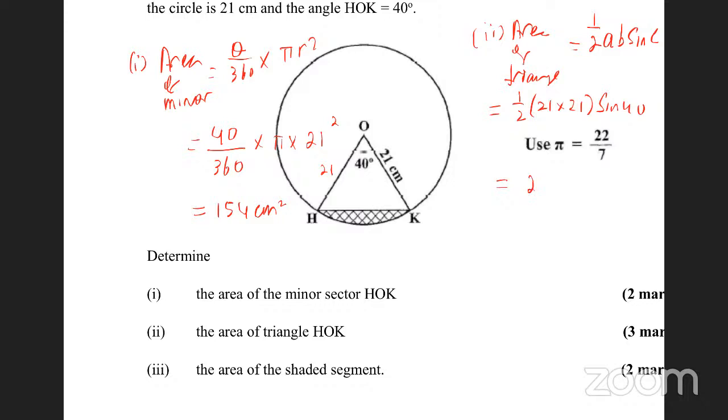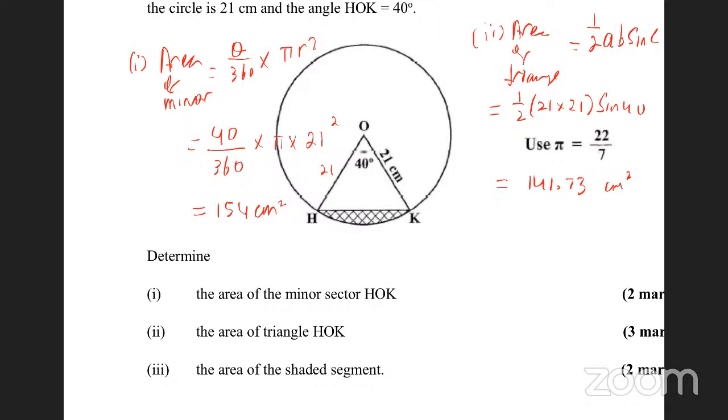220. Triangle bit bigger than this sector. How much? 141.73. Nice. Last part before we wrap up.